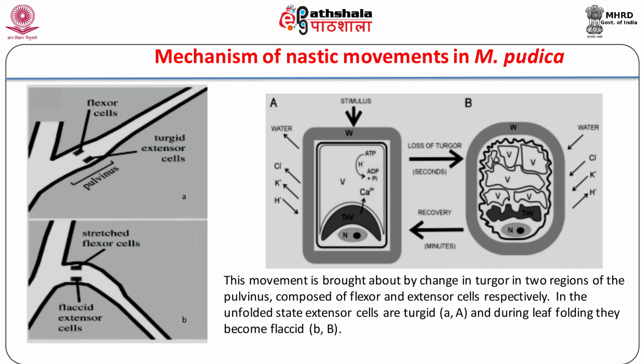Nyctinastic leaf movements also arise due to the opening and closing of ion channels in the pulvinar cells as mentioned for thigmonastic movements, but the triggering factors are light and circadian rhythms induced rather than action potential induced. Auxins, phytochrome as well as some circadian rhythm oscillators are thought to regulate nyctinastic movements.